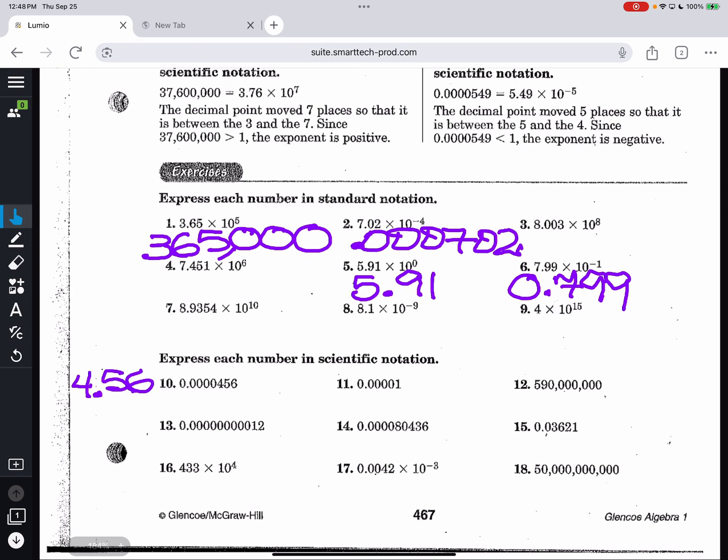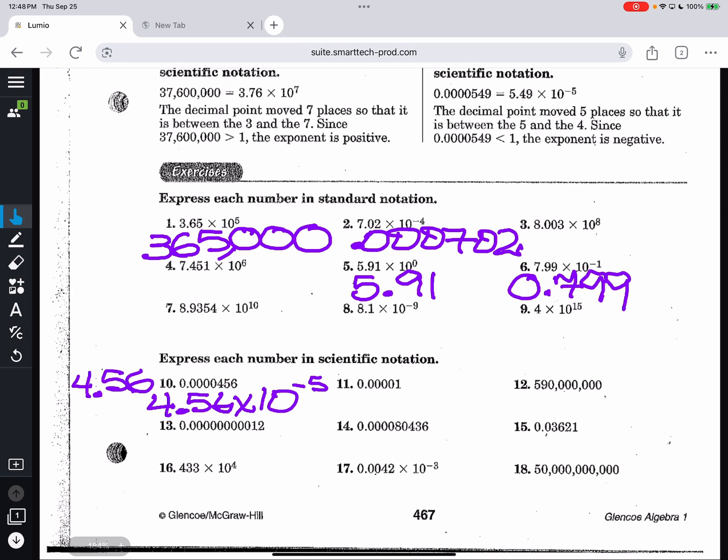So what will be our exponent? How many places are we having to move? 6? Or 7? No, we're going to get 5. You're going between the 4 and the 5, so times 10 to the -5.